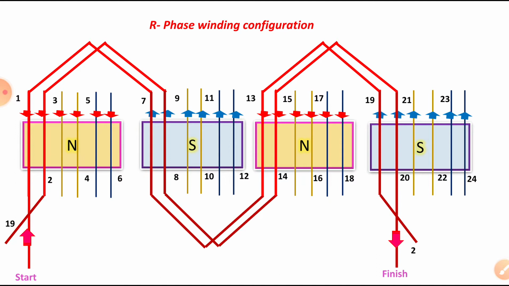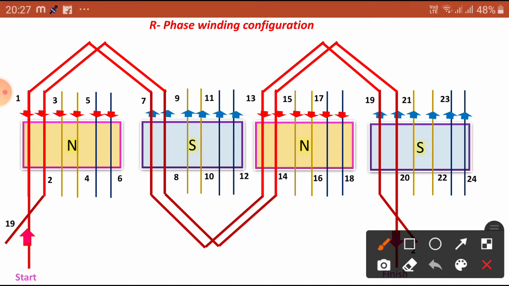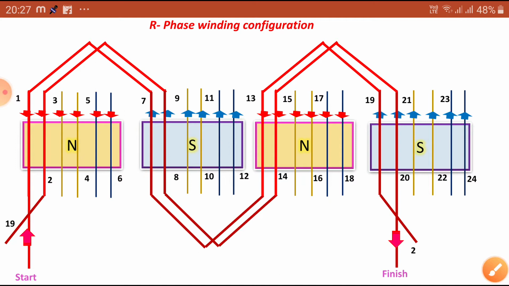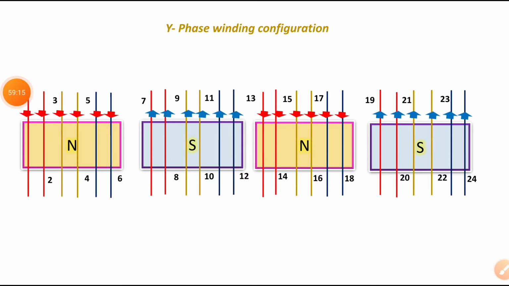So this is the R phase, dear students. There is no confusion, simple connections only, end connections. This is the back pitch YB, and this is the front pitch YF only. So this is for 4 poles. Now you can see another phase, the Y phase also.